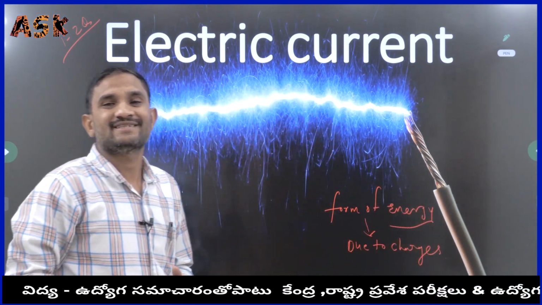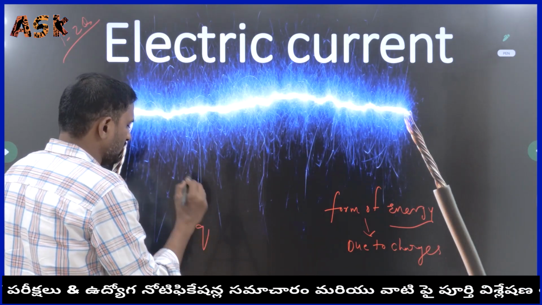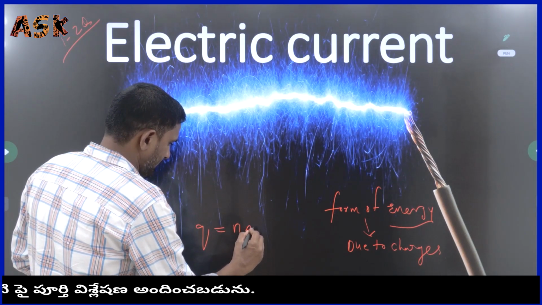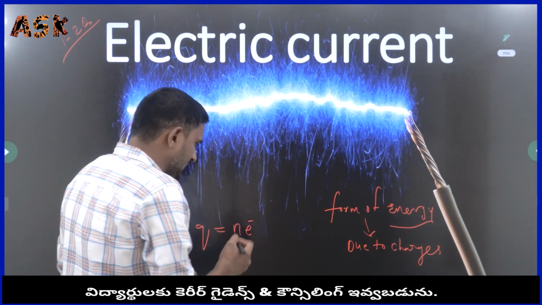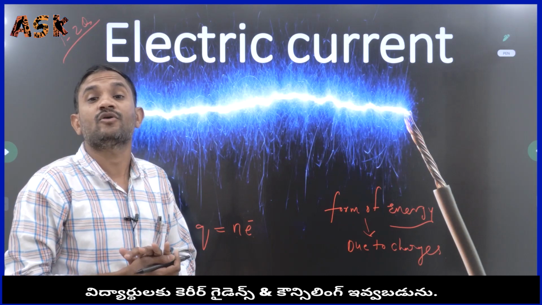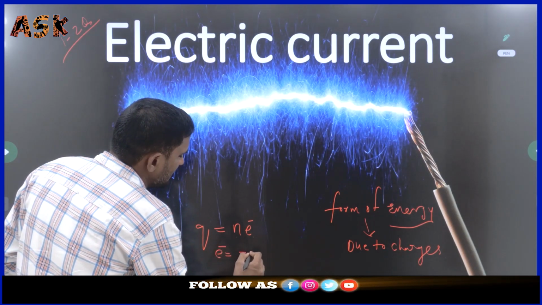Here, charge is represented with a small q. q is equal to Ne, where N indicates the number of electrons and e indicates the electron charge. The electron charge is a negative charge.